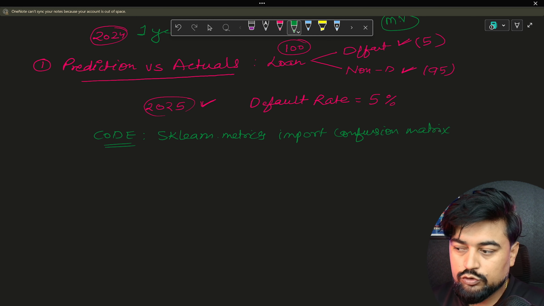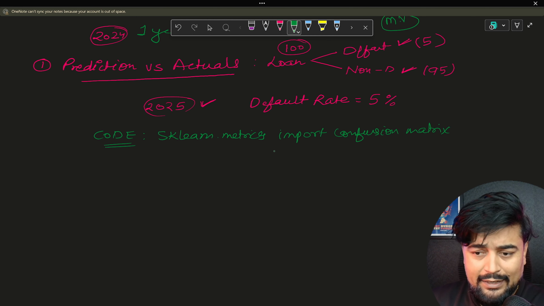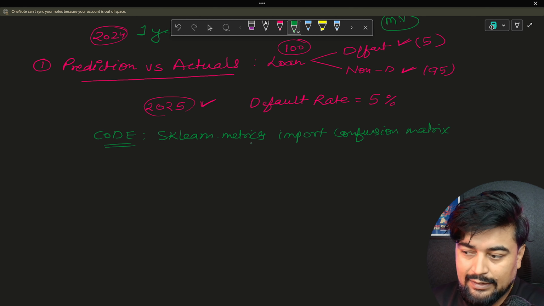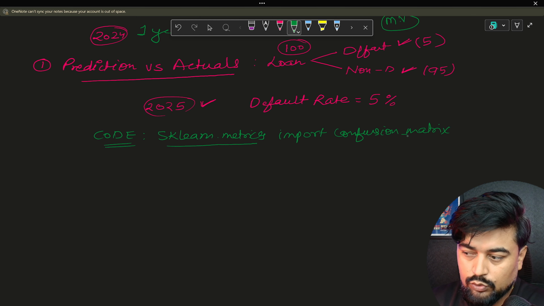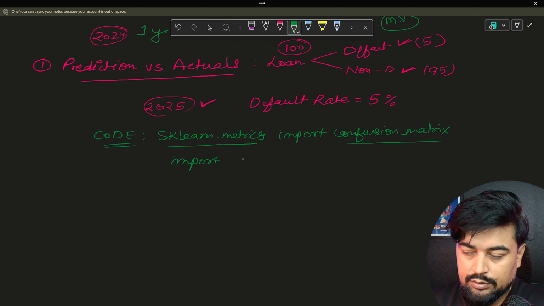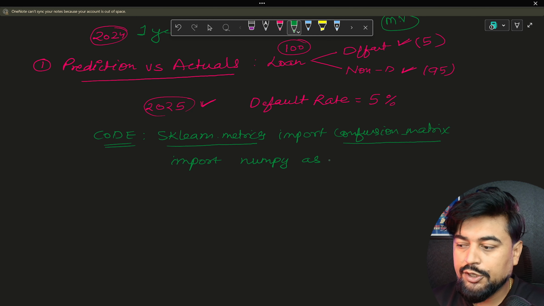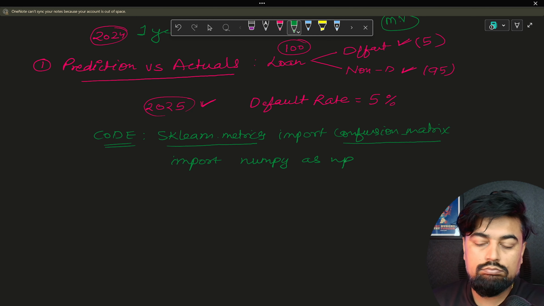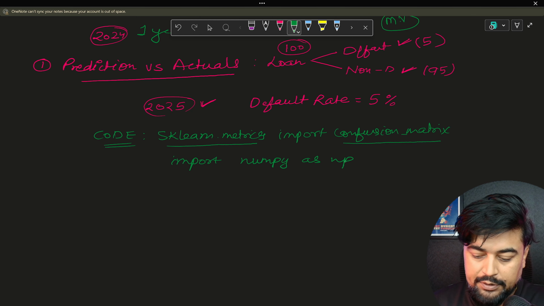Now what is confusion matrix? I have covered it in the previous video also, but I'll give you a brief idea here also. Now sklearn.metrics is the package and confusion_matrix is something which you will be importing in your code. Now I will import NumPy because I will need the kind of array information in my code. So that's why I will use this library.